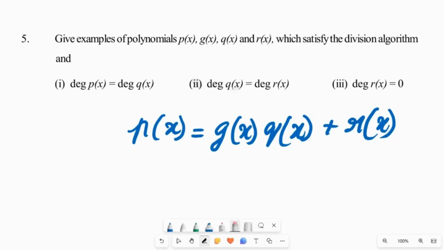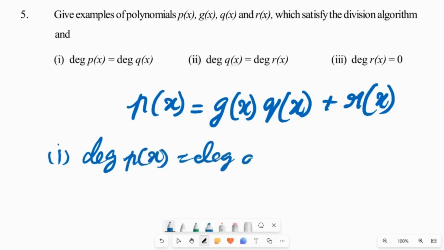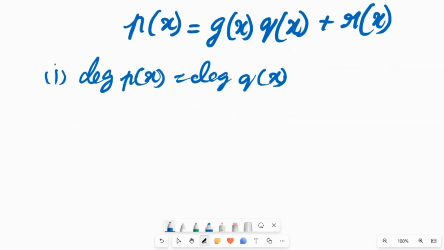So they give different conditions, such as the degree of dividend should be equal to degree of quotient, which should be equal to degree of remainder, and degree of remainder equal to 0. So for the first case, we have degree of dividend equal to degree of quotient. To satisfy this, if we take the divisor any constant term, then degree of p of x will be equal to degree of q of x. So let's see the example.